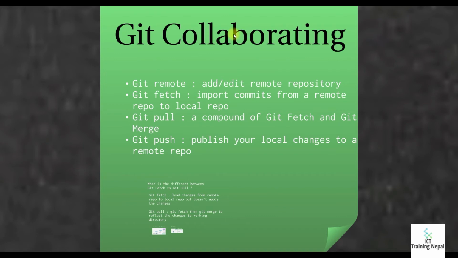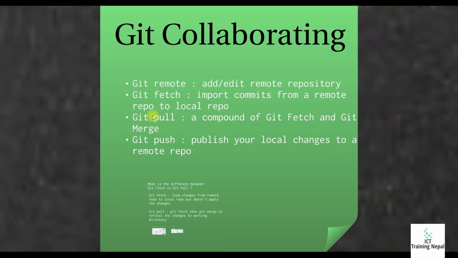So the other thing is git collaborating. We always use git to collaborate. Here, git remote means it will edit the remote repository. So git remote, and you have to show the path also. And git fetch will import the commits from the remote repo to the local repo. So the fetch will come this way.